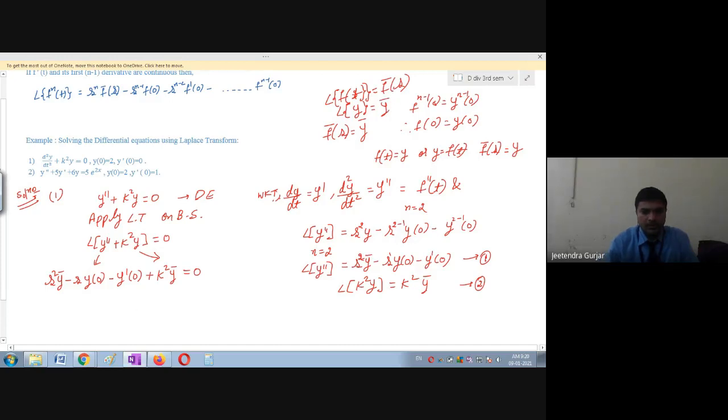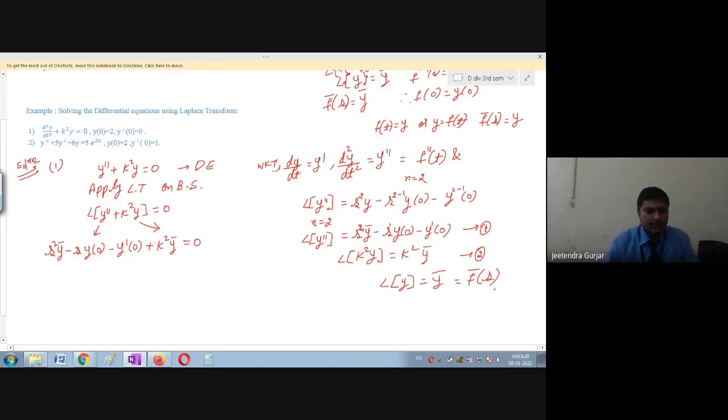So the Laplace transform of y double dash will be equal to s square y dash minus s y of 0 minus y dash of 0. So remember this equation 1. Then the Laplace transform of k square y is equal to k square y dash. Why have I written y dash? The Laplace transform of y is nothing but y dash, which is also treated as f dash of s. Okay, now we'll simplify this.